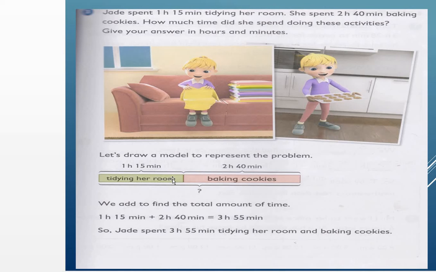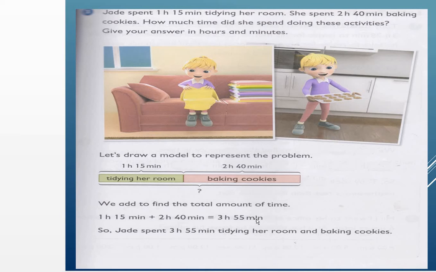Tidying her room. She spent 1 hour 15 minutes. Baking cookies. She spent what? 2 hours 40 minutes. So what we are going to do this one is we are going to add the total amount of time together. 1 hour 15 minutes plus 2 hours 40 minutes is equal to 3 hours 55 minutes.